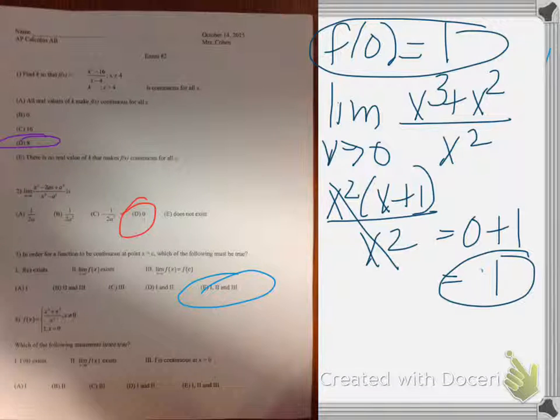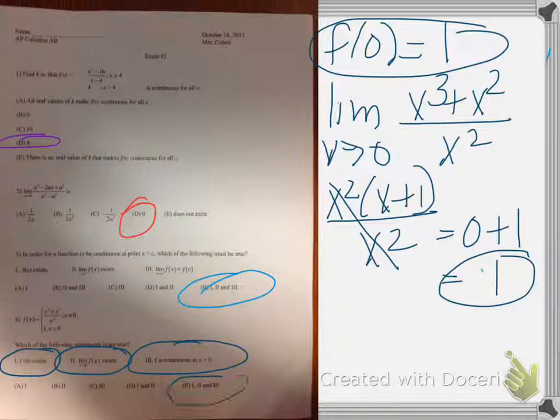So f of 0 is equal to the limit as x approaches 0, so therefore the function is continuous. So choice 1, does f of 0 exist? Yes, that's true. Does the limit as x approaches 0 exist? Yes, that's true. Does that mean that they're continuous? Yes. All 3 were correct. So therefore, for choice 4, the answer was E.